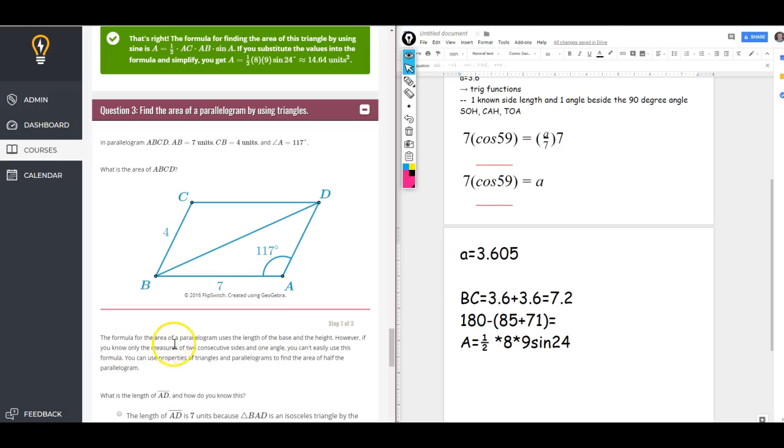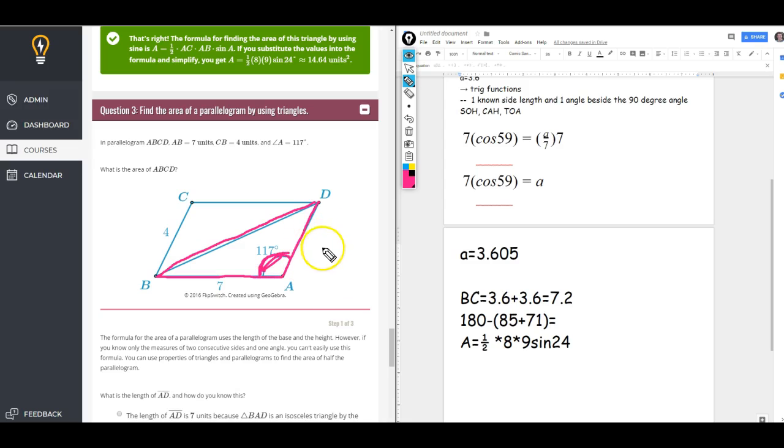So I'll just go through the steps. The formula for the area of a parallelogram uses the length of the base and the height. However, if you know only the measures of 2 consecutive sides and 1 angle, you can't easily use this formula. You can use the properties of triangles and parallelograms to find the area of half the parallelogram. What they're saying is we could use the triangle right here, since we know the formula for the area of a triangle, including the sine of that angle. We can use it if we have the 2 sides that sandwich that angle.